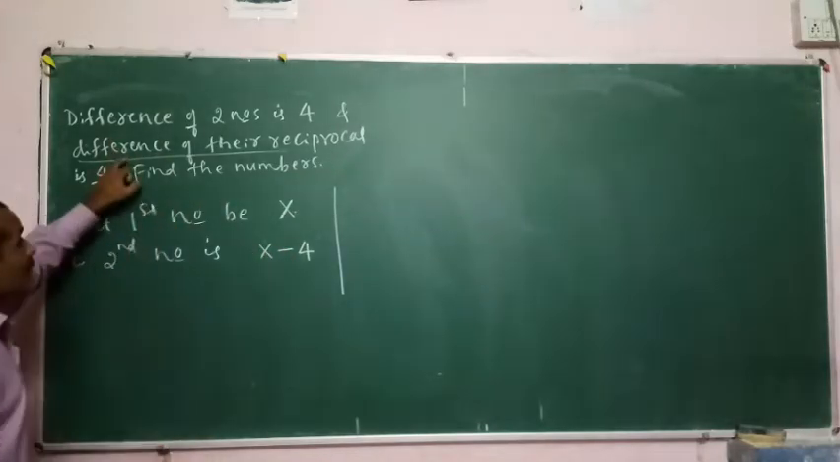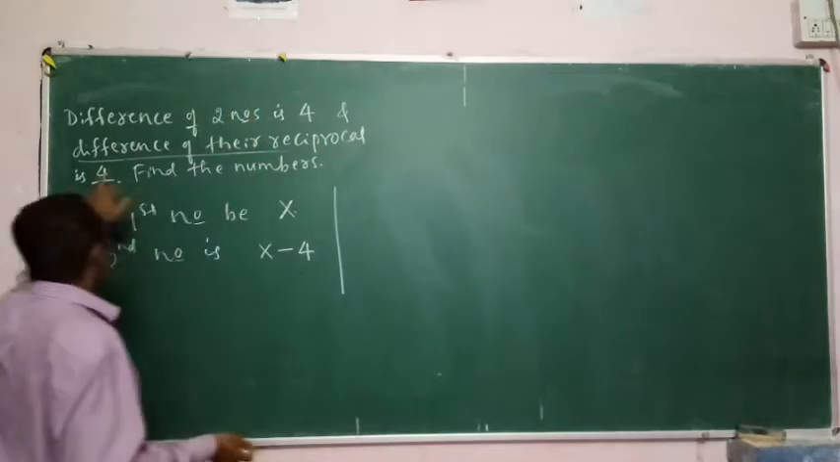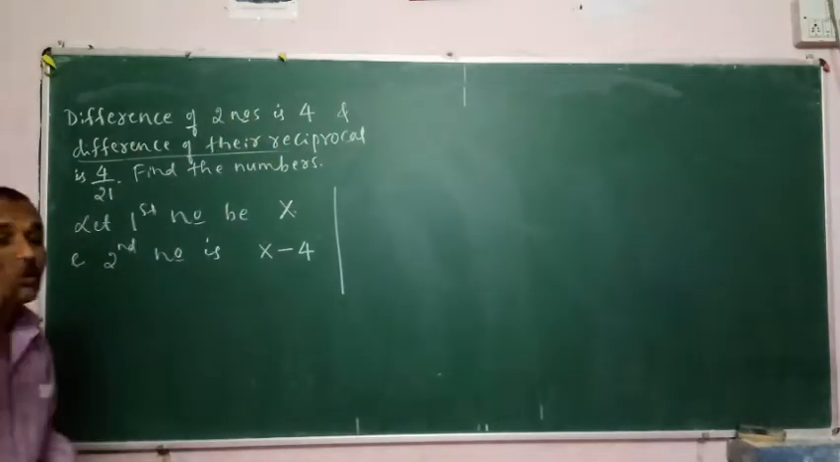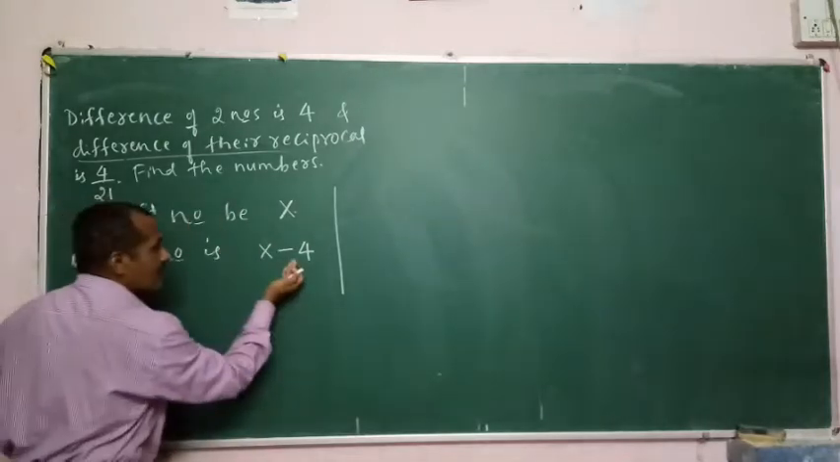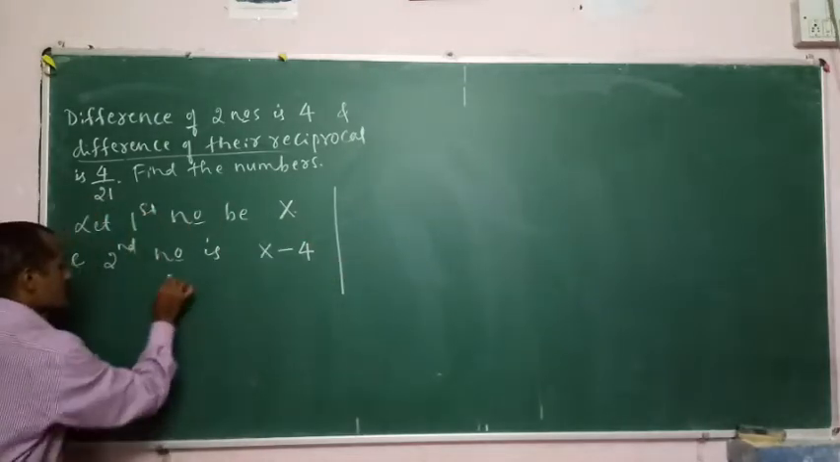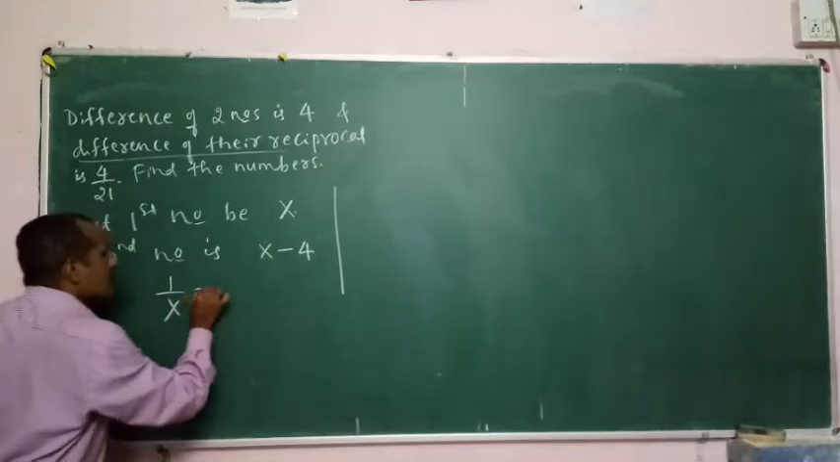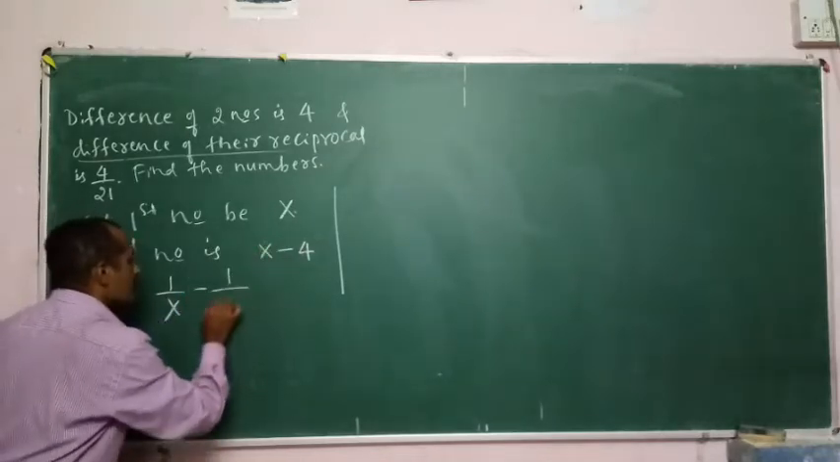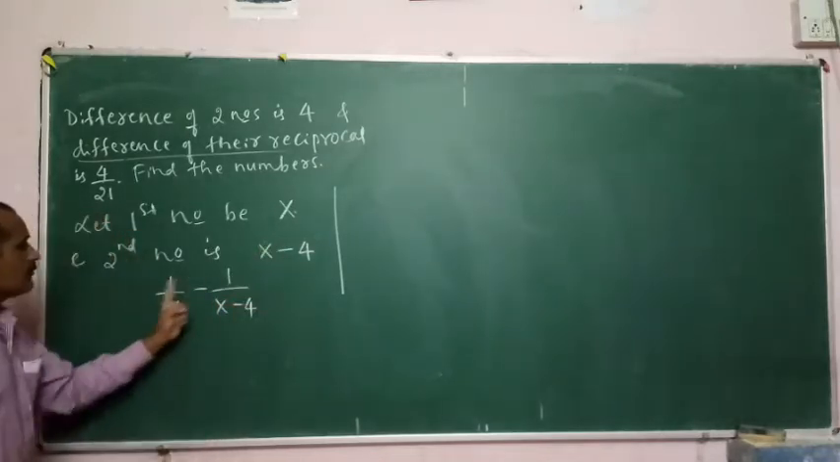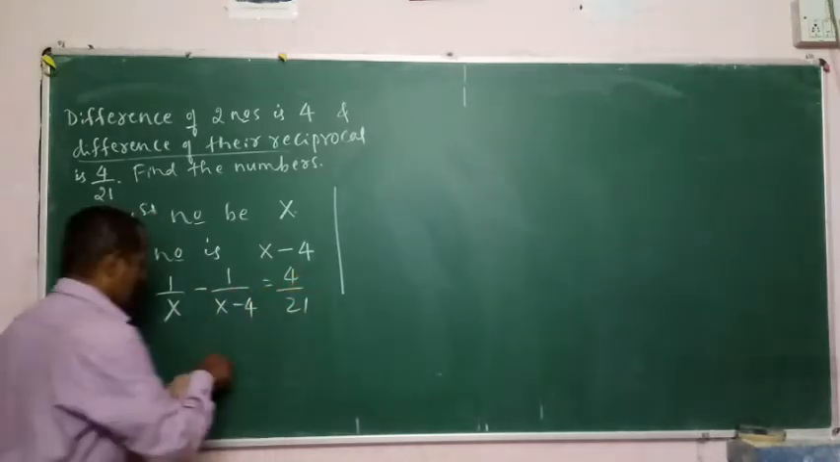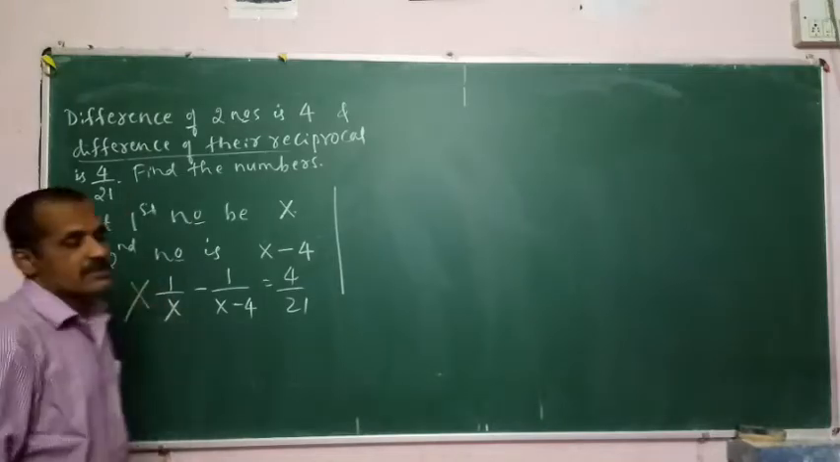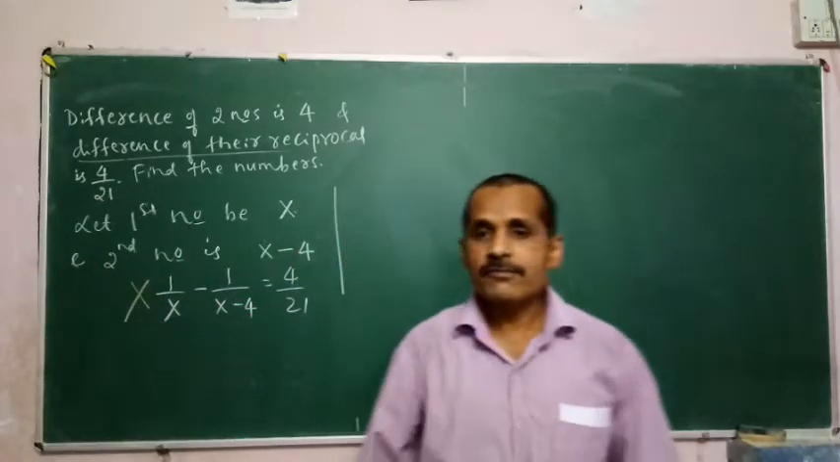Okay. Difference of the reciprocals is 4 by 21. Usually the students make a mistake. What will they do? See, numbers are here. I will make the reciprocal. Reciprocal of this is 1 by x, reciprocal of this is 1 by x minus 4. Difference of the reciprocals, the answer is 4 by 21. My dear children, the answer is wrong here itself.